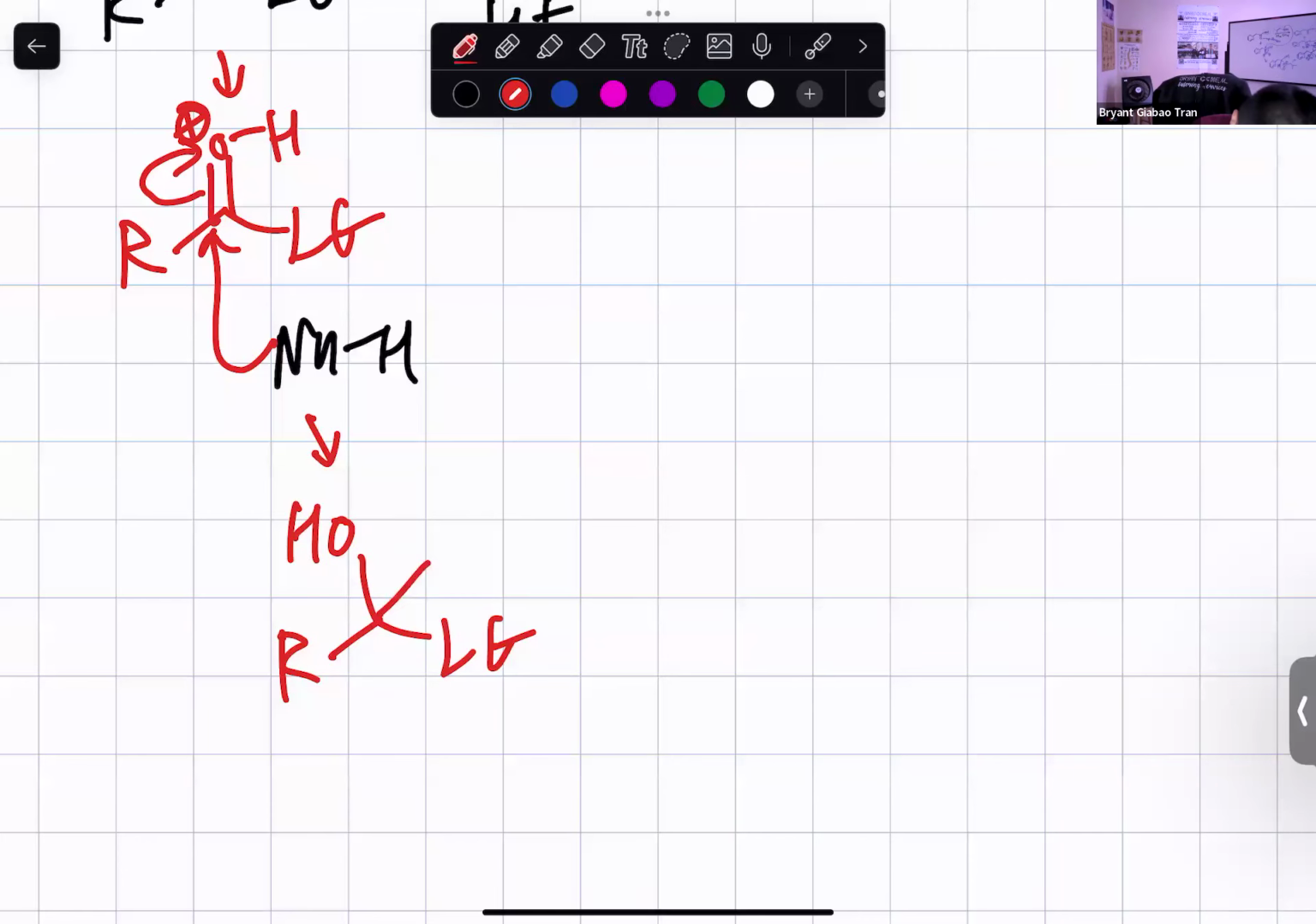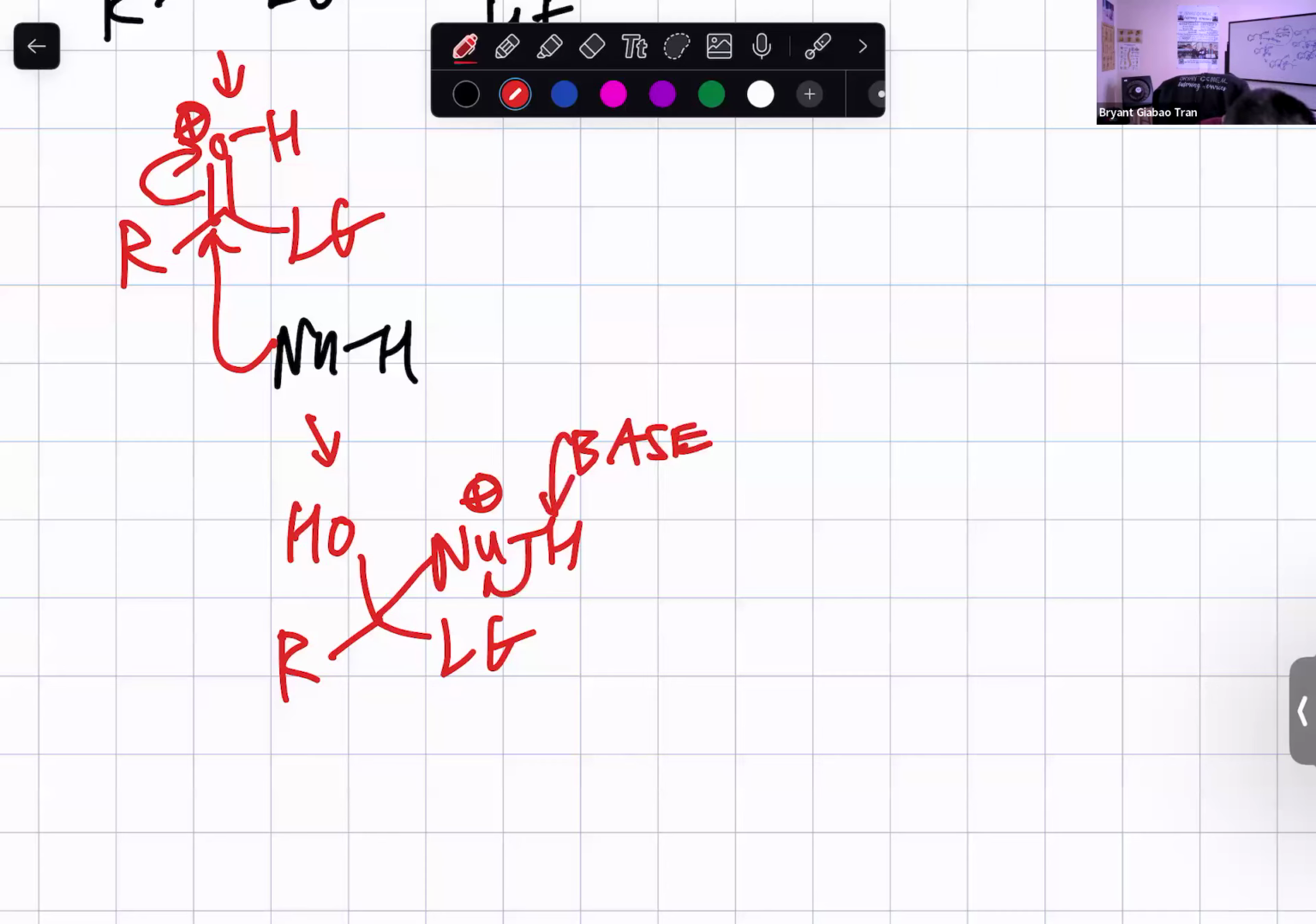OH, and then the nucleophile here, H, positive charge. Now this is the deprotonate the group you want to keep, protonate the group that you want to kick out, step. So some kind of base like HSO4 minus will deprotonate the group we want to keep.